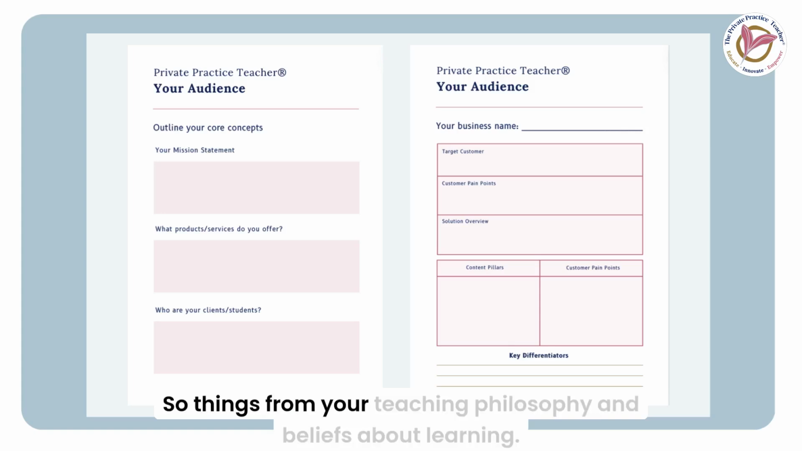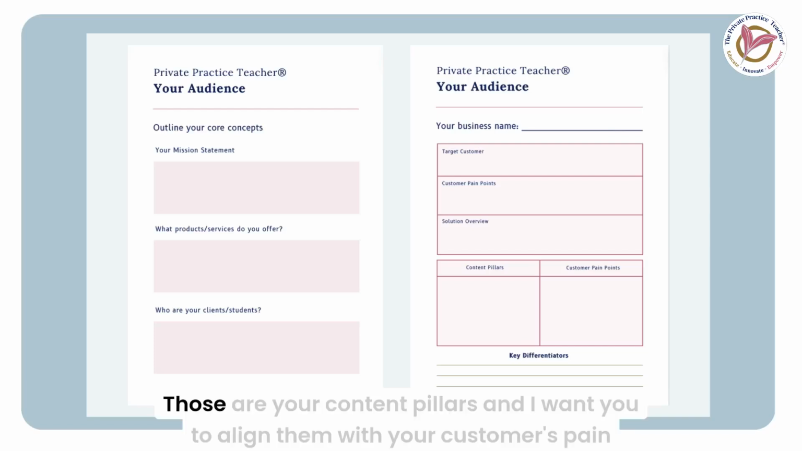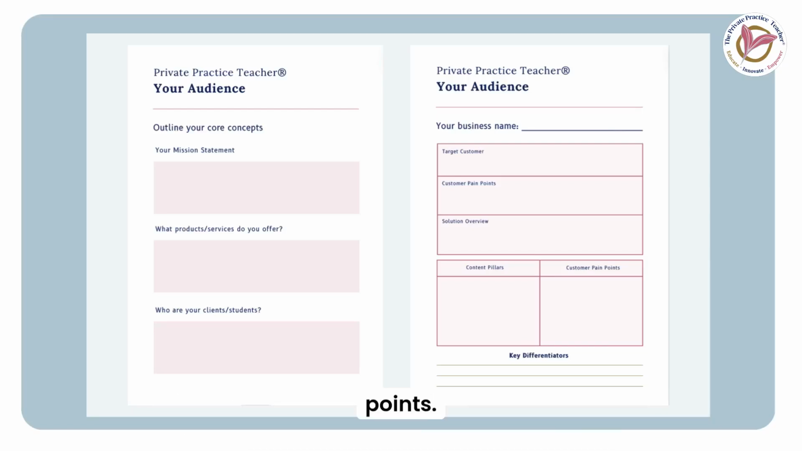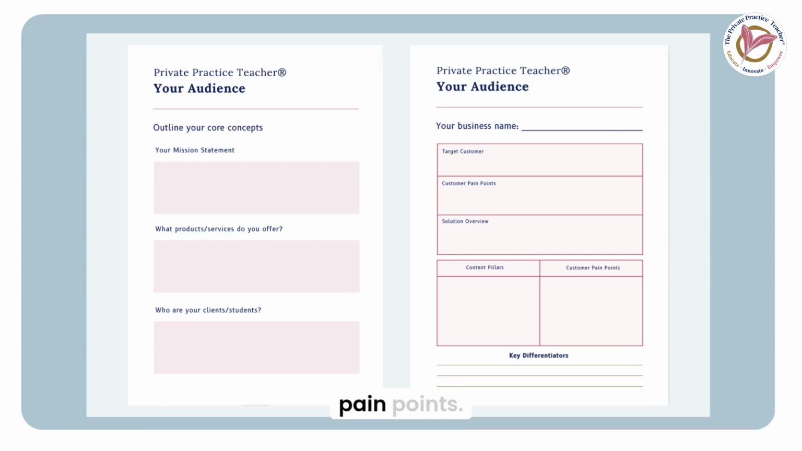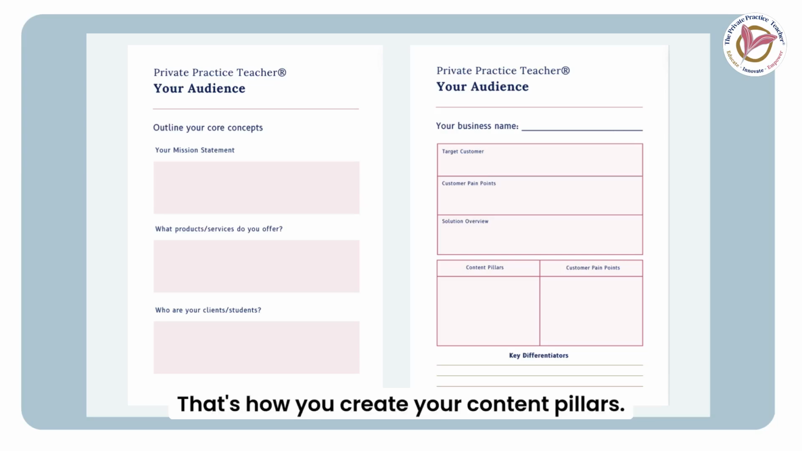So things from your teaching philosophy and beliefs about learning. Those are your content pillars, and I want you to align them with your customers' pain points. So honestly, I would probably do this backwards, where you are going to be doing your customers' pain points. And then how does your unique solution align with your values? That's how you create your content pillars.